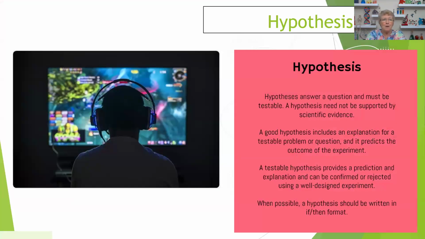All right, so back to hypothesis. So the observations that the Chinese government made led them to form a hypothesis. We talked about some potential hypotheses here. If we do this, then this will happen. If we limit video games, then we will see grades go up. So that would be the hypothesis that they made.